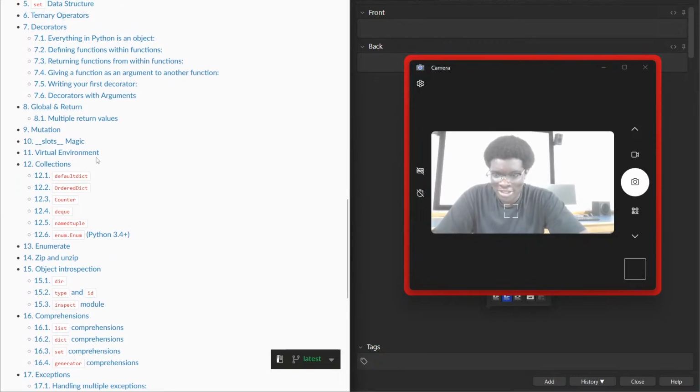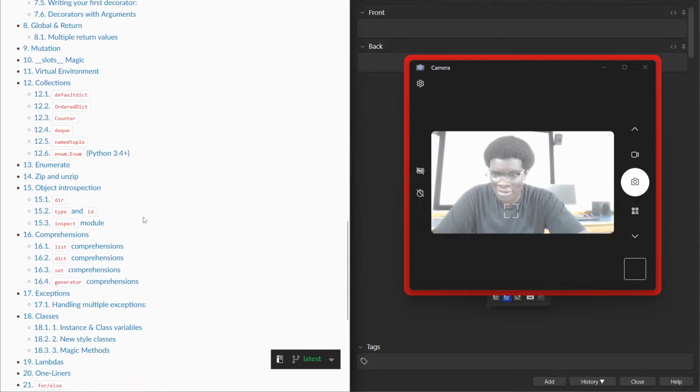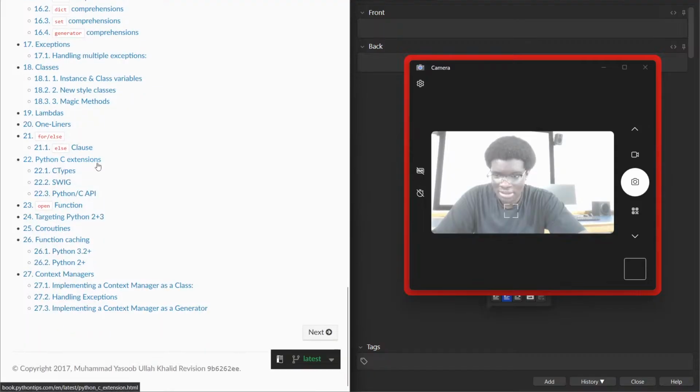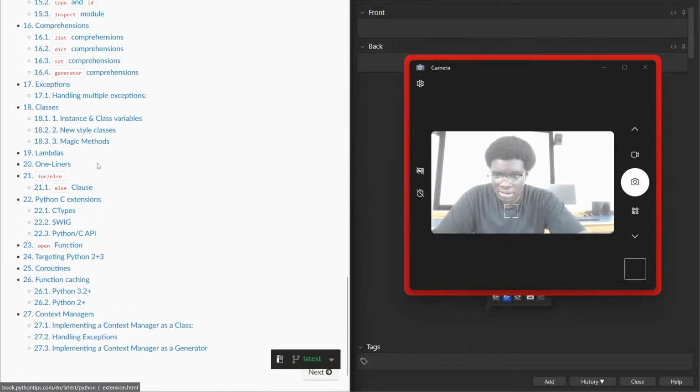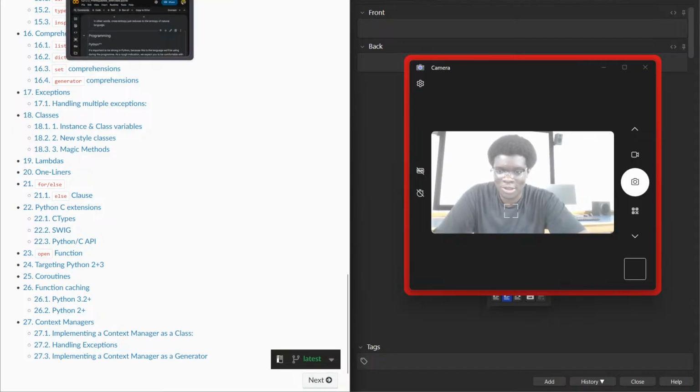Virtual environments, yes, use them plenty. I've used pretty much every single container in here except the namedtuple, but yeah, that's because of LeetCode pretty much. Enumerate, happy with that. Zip and unzip, happy with that. Object introspection. I think in general I'm probably competent enough with Python to not go through this.